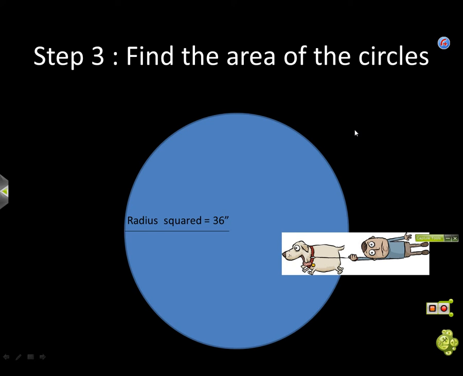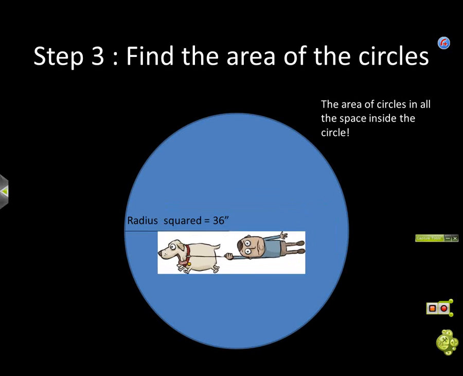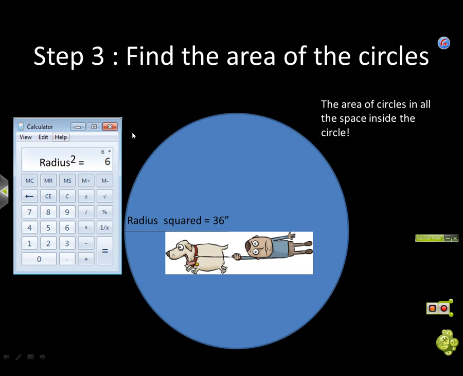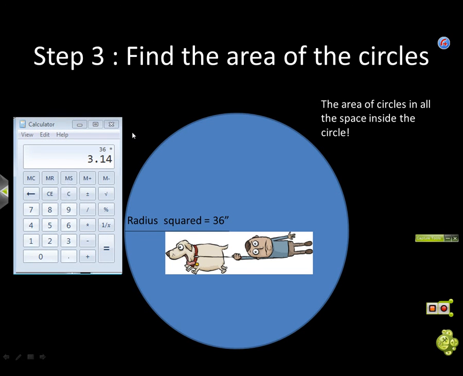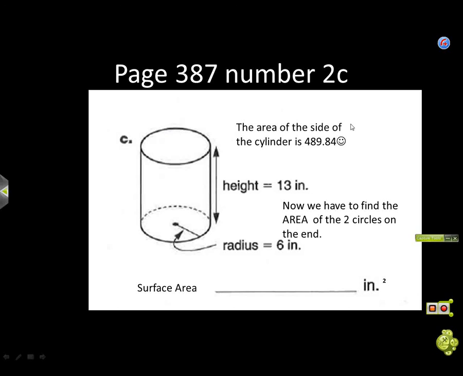And to find the area of circles, it's everything in the middle of a circle. And you can see the dog dragging the guy all around the inside of it. So we do the radius squared, which is 36, and we do that times pi, and that gives us the area of this circle. The area of the circle is 113.04. So now we know this is 489.84, and the tops and bottoms are both the same, which is 113.04. And then we add all this together, and we get the entire surface area is 715.92.